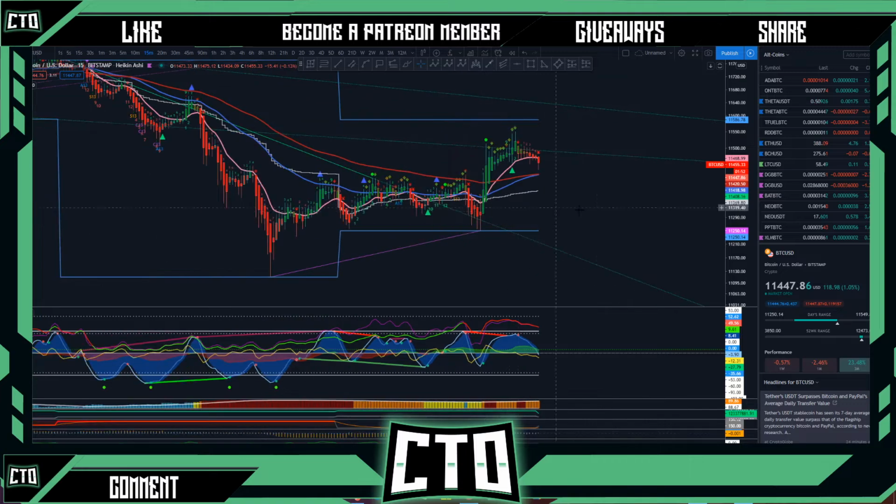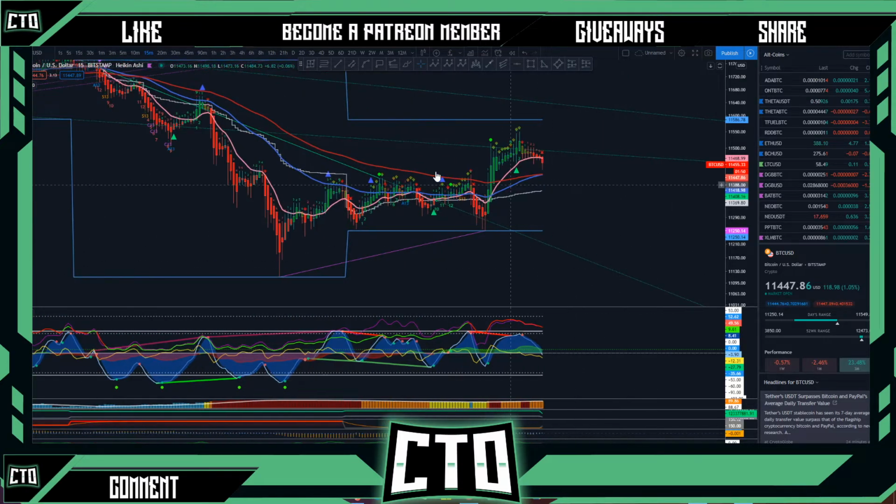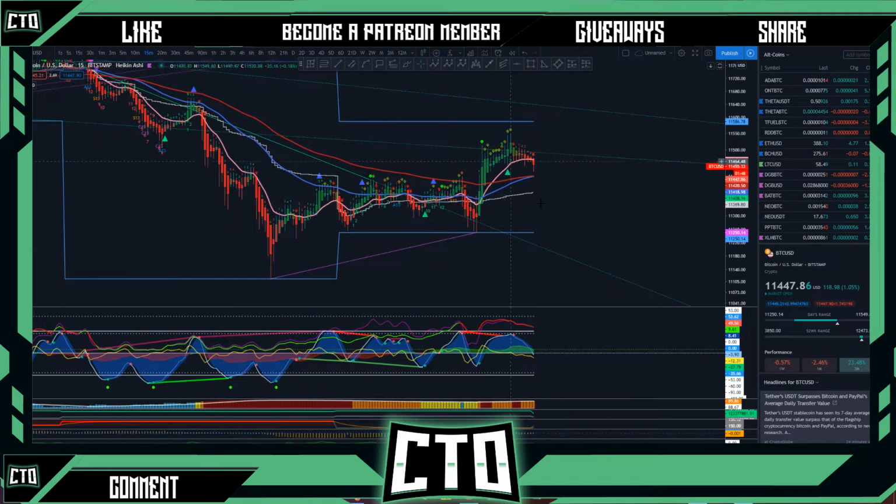Perfect. Okay, cool. So we're looking at the 15-minute chart here. We can see that we are currently sitting above our VWAP as of right now. It looks like our green money flow is starting to maybe trickle off just a tad bit, so we'll have to be aware of that.